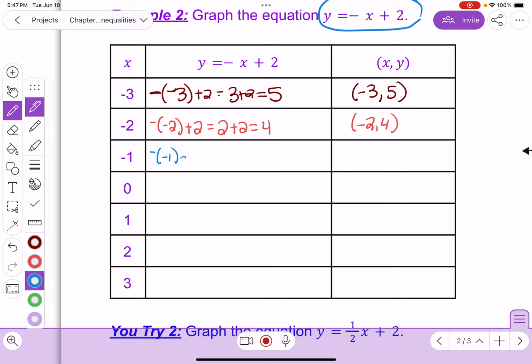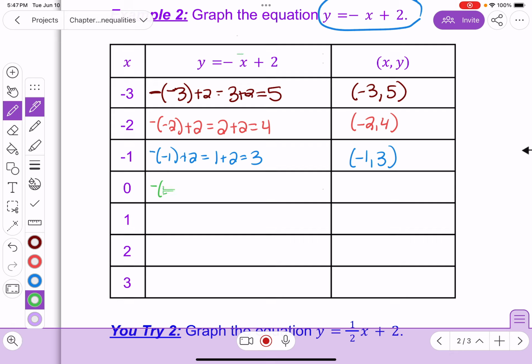Then I have negative 1. 1 plus 2 is 3. So I have negative 1 comma 3. And then I'm going to do negative 0 plus 2. So 0 plus 2 is 2. So I have 0 comma 2.